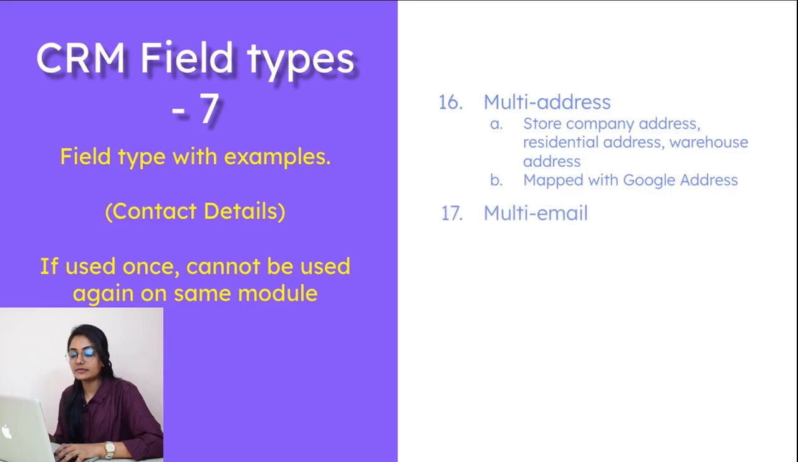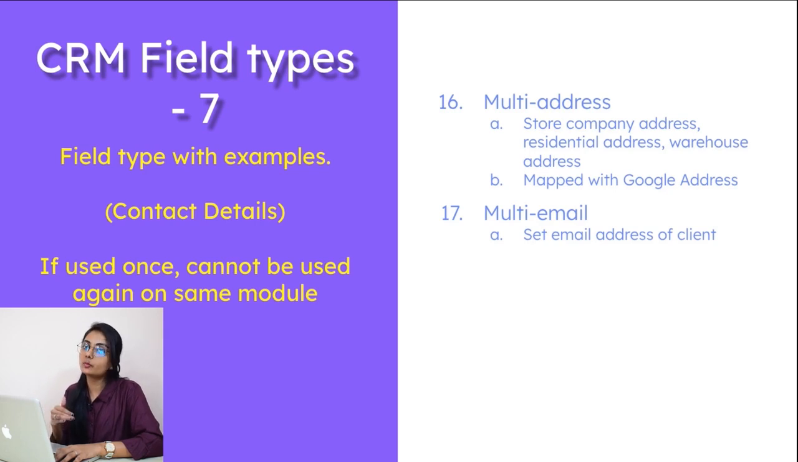The next field type we have is multi-email. Multi-email can be used where your interaction with a customer happens on multiple email addresses. Like if I have only one client, but he's dealing in two different profiles, and they have two different email addresses available. In such cases, I have to store both email addresses of this client. Then I can use this multi-email field.